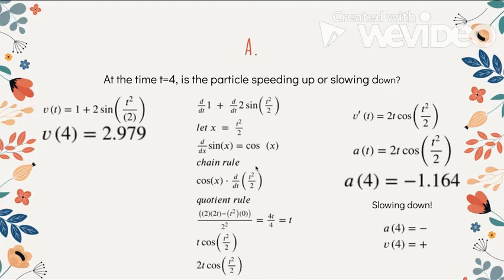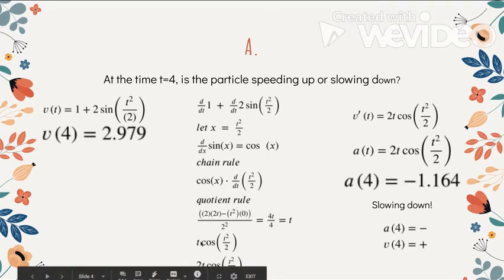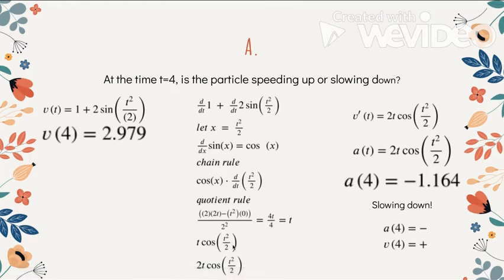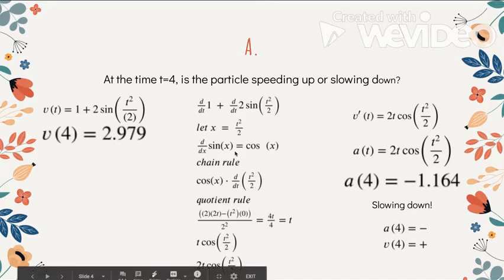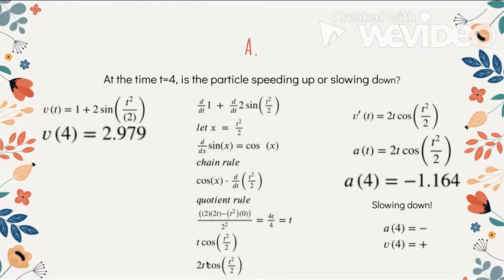In order to find the derivative of t squared over 2, you're going to use the quotient rule, which eventually gives you just t. So you have t times the cosine of t squared over 2. And remember from the very beginning of our equation, we are multiplying by 2 sine, so we still have that 2 by the end. So v prime of t is 2t cosine of t squared over 2.